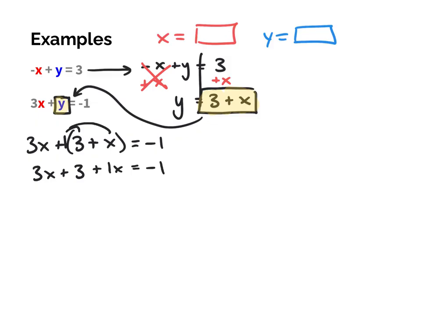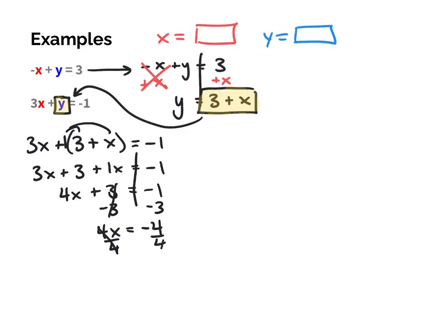Now simplifying like I did before, gather my x's. I have all the x's on the left side. So 3x and 1x would give me 4x, plus 3 equals negative 1. Now when I subtract 3, doing my inverse operations, I'll get 4x equals negative 4. Then dividing both sides by 4, I'll get x equals negative 1. So there again, I solved for x by substituting in for y. And now I know what x is. Now I can solve for y.